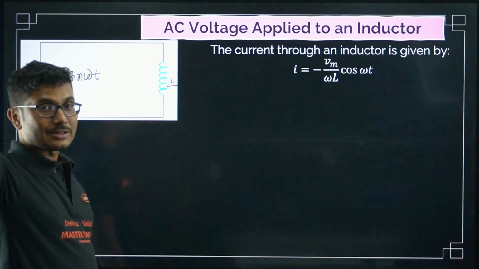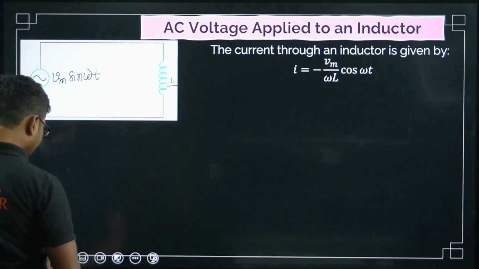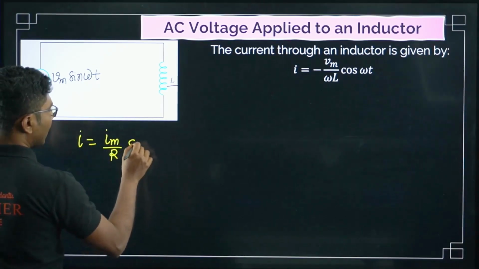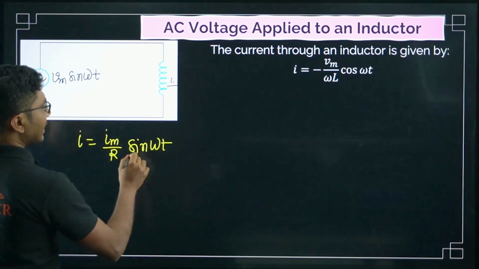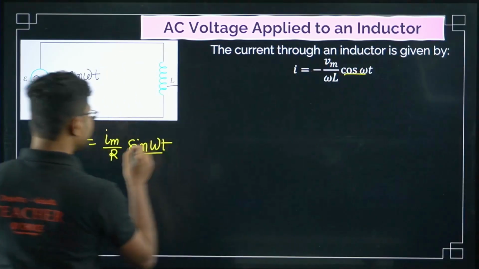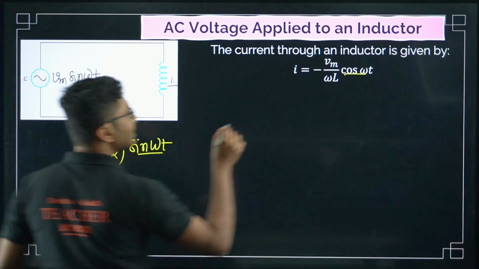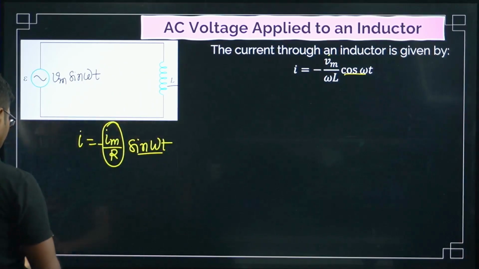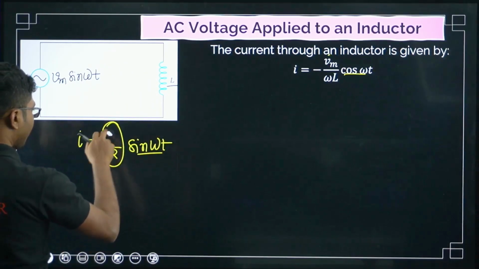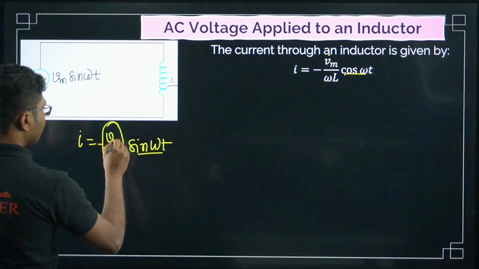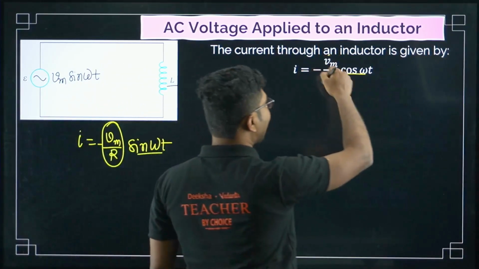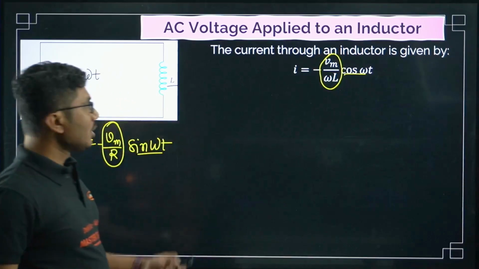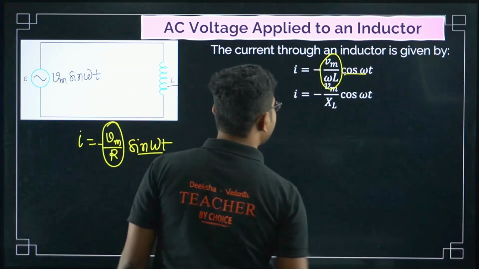Remember in the case of resistance, what was the current? In case of resistance, the current was I equals Vm by R sin omega t. Even though there is a negative sign here, you can say they are almost the same. Sorry, I made a mistake, just a simplification, it will be Vm. So there is a similarity between this and this. So we can say that this is basically the maximum value of the current. We can replace it: I equals Vm by XL.